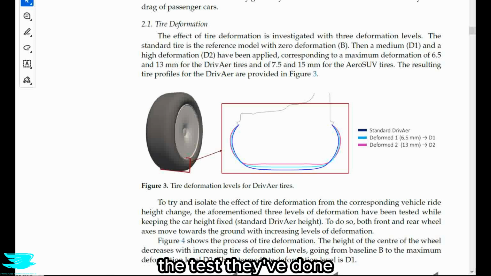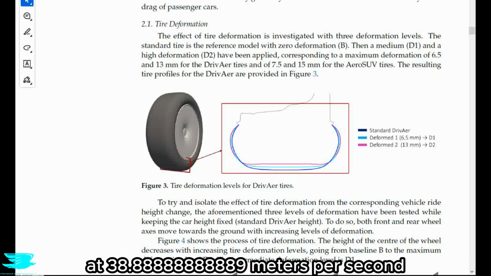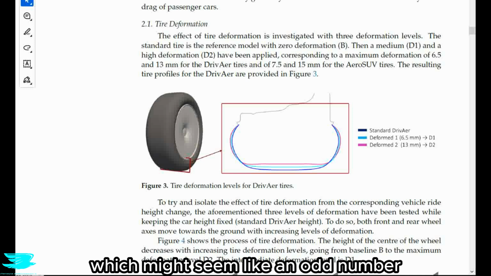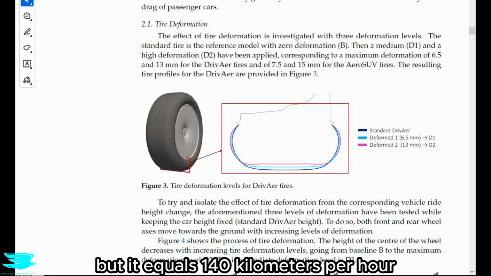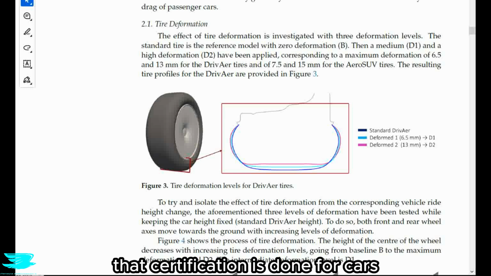Now, the tests are done at 38.88888888889 meters per second, which might seem like an odd number, but it equals 140 kilometers per hour, which is the velocity that certification is done for cars. So if you ever see this number, then that's why it was chosen.